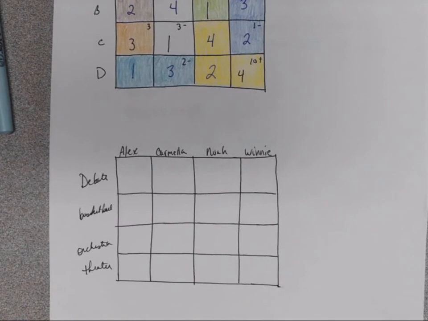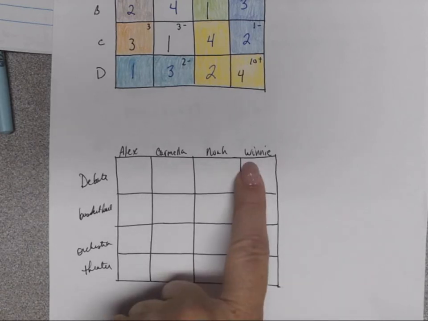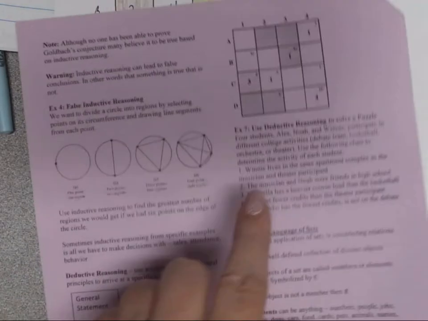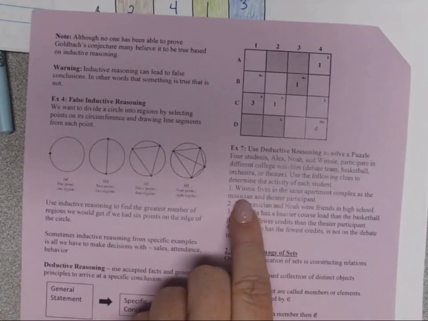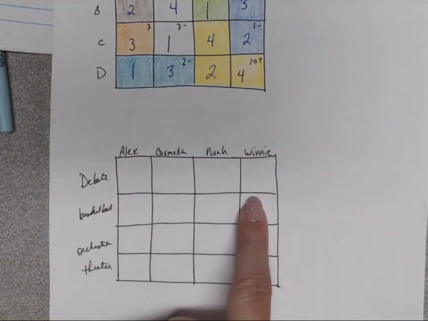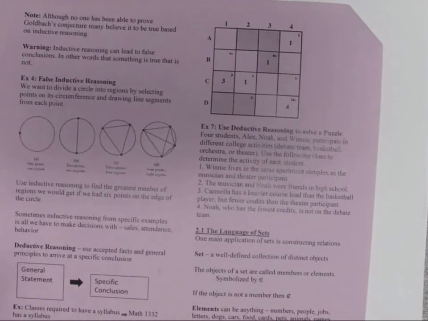All right, so now we've got to use what we know to figure this out. Use the clues to determine the activity of each student. It says that Winnie lives in the same apartment complex as the musician and theater participant. Well, that tells us that Winnie is not in orchestra and she is not in theater. So this tells us what Winnie isn't. That tells us that Winnie has to be in basketball or debate. But it hasn't told us something yet.